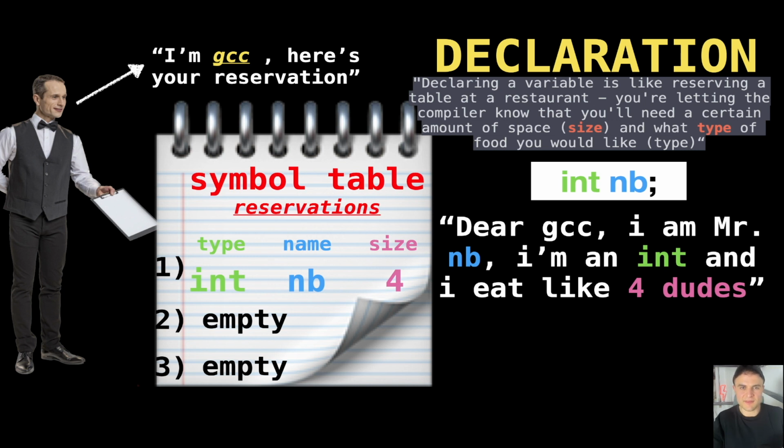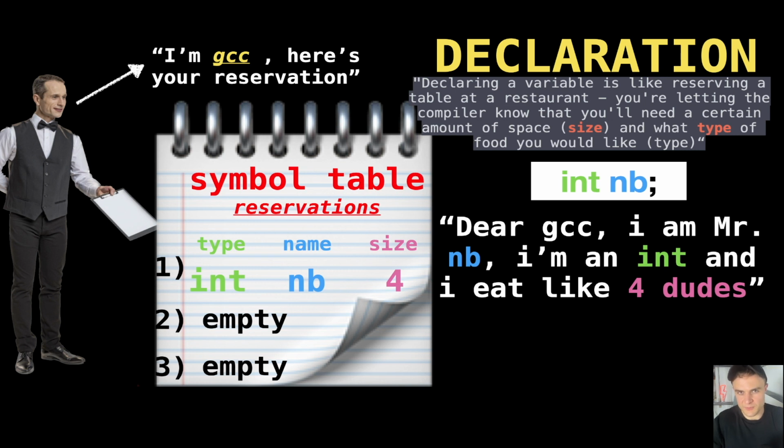So here I think that a very, very good analogy is the one with the restaurant and with a waiter, right? Because when we declare a variable, we are essentially taking a reservation. It's like we are telling our compiler, hey, keep in mind that tonight an integer called nb is gonna come at dinner in our restaurant. Okay, that's basically a very good analogy in my opinion.